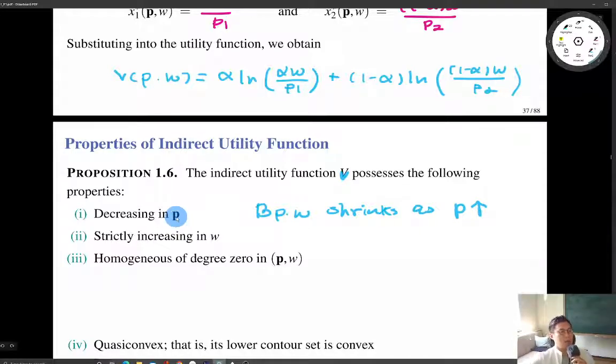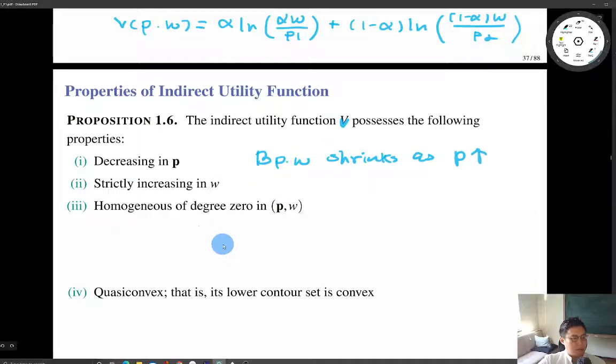And second, the indirect utility function is increasing in income. This is also pretty straightforward. The budget set expands as income increases. So with an expanded set, the consumer can effectively increase the level of utility. So the function v is strictly increasing. And the third property, homogeneity of degree 0 in the price factor and W, comes from the fact that Walrasian demand is also homogeneous of degree 0.